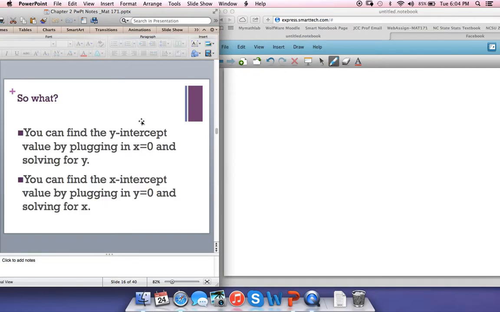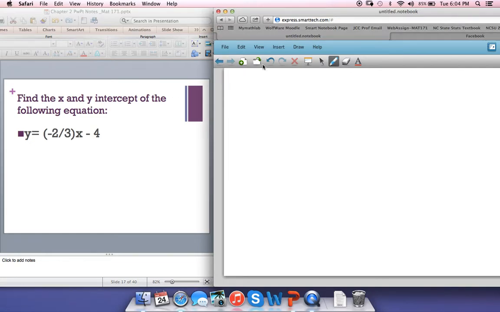All right, so what's the point? Well, you can find the y-intercept value by plugging in x equals 0 and solving for y. So if I ask you to find the y-intercept, here's the function. You're going to plug in x equals 0, solve for y, and that represents your y-intercept value. If I ask you to find the x-intercept, you're going to take your function, plug in y equals 0, because you know that y always has to equal 0, and you're going to solve for x, and that tells you the point where it crosses the x-axis.